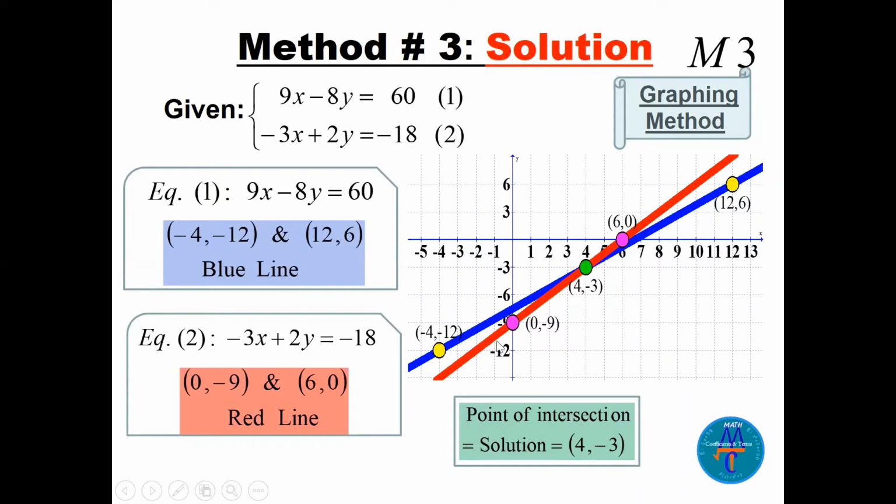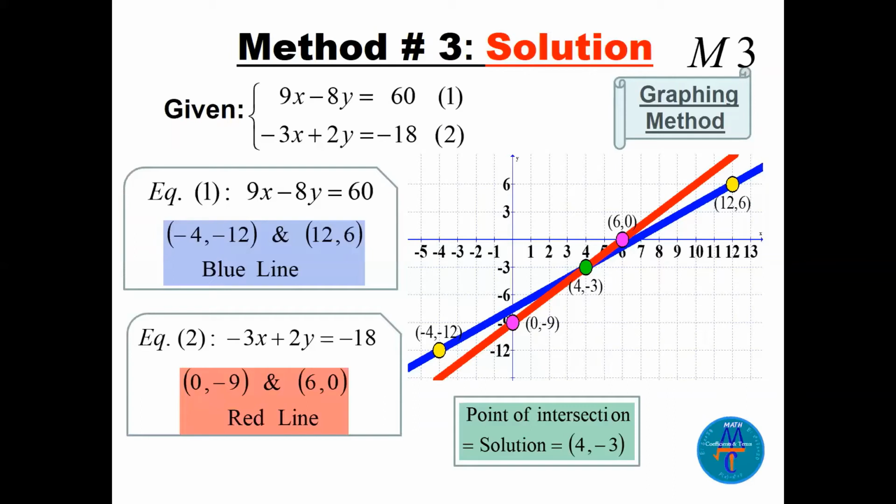See these 2 yellow points? You draw the line, the blue line, equation 1, with the yellow points. Now equation 2 is the red one with pink points. And now the point of intersection is (4, minus 3) as we expected.